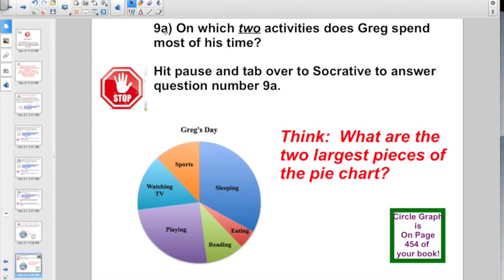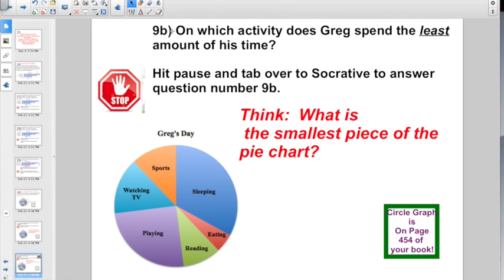Our next question on Socrative is labeled 9A, and they want to know in which 2 activities does Greg spend most of his time. You gotta think, what are the 2 largest pieces of the pie chart? So hit pause, tab over to Socrative to answer question 9A. All right, that one wasn't too hard, hopefully.